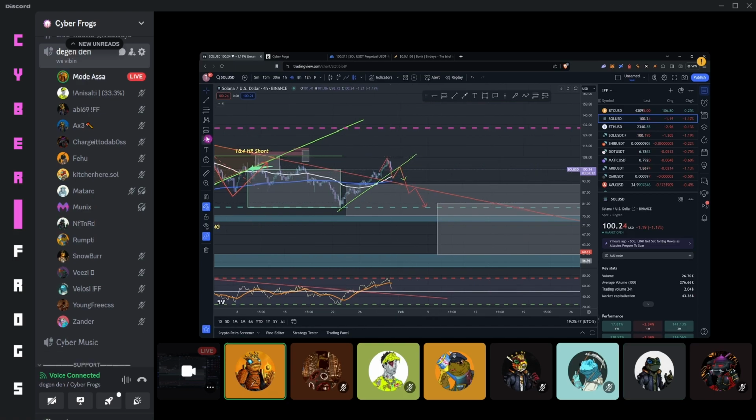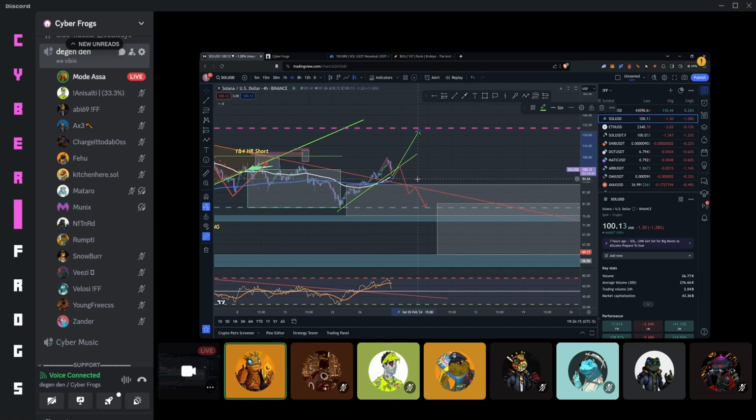But we've got to see, do we fail the resistance, or I'm sorry, fail the support, or do we get support and leg up? All right, those are two possibilities. So we're really kind of waiting to see what happens here before making a move.